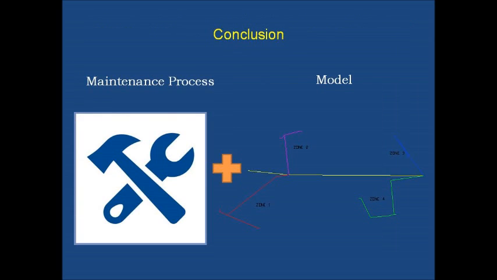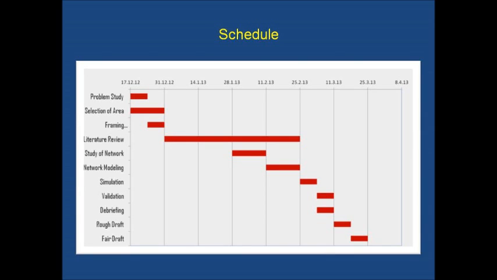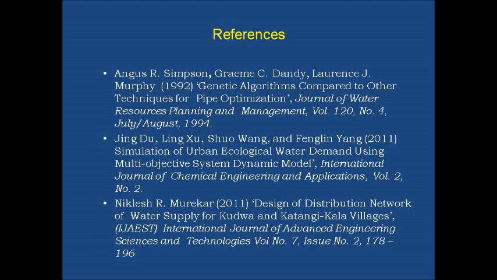And at last we have the conclusion. With our model and the maintenance process, we can take this water distribution system as a maintenance aspect and supply the water to the consumers. These are our references for the project.